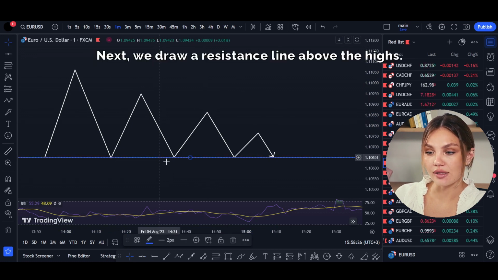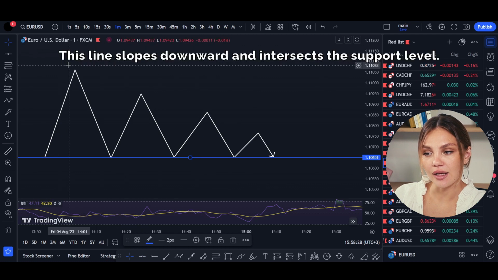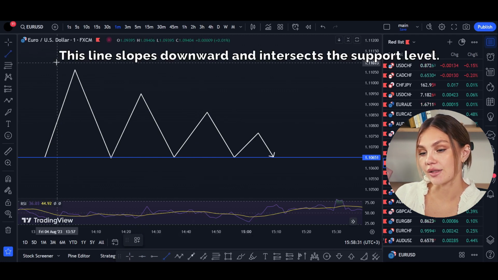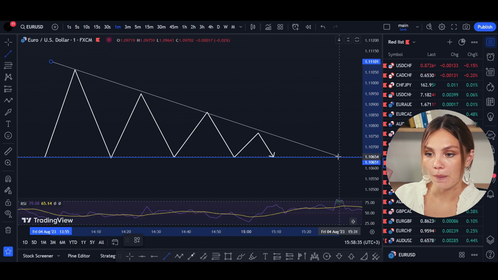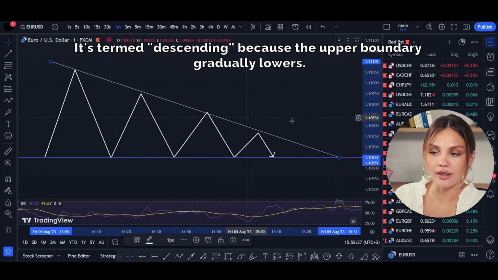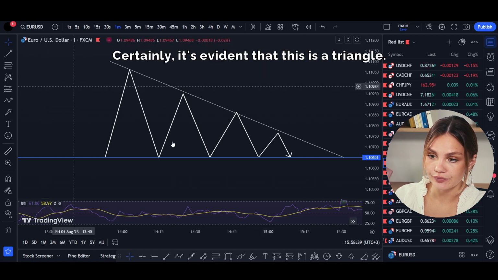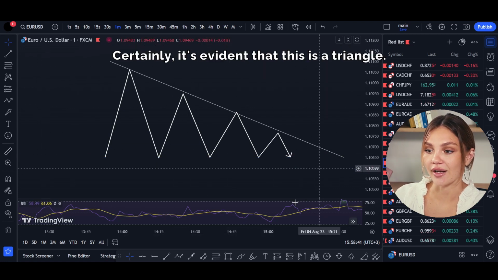Next, we draw a resistance line above the highs. This line slopes downward and intersects the support level. This is how we form a descending triangle. It's termed descending because the upper boundary gradually lowers. Certainly, it's evident that this is a triangle.